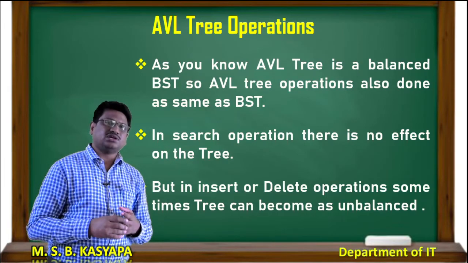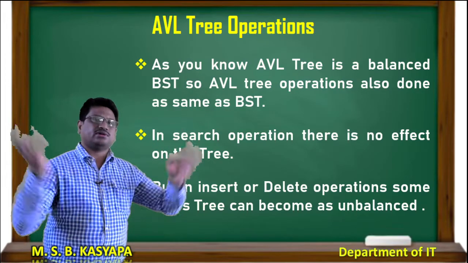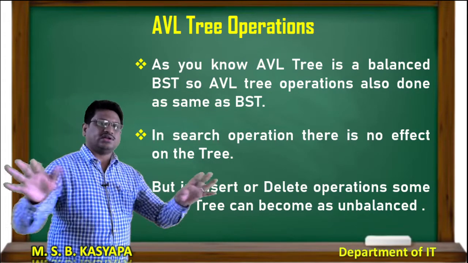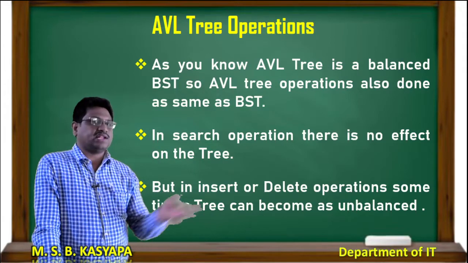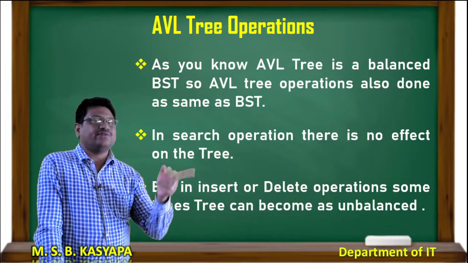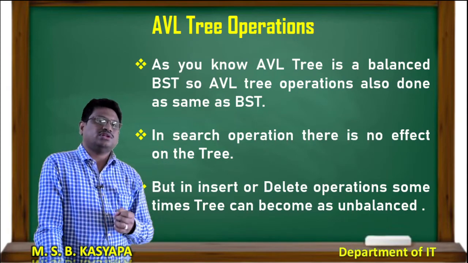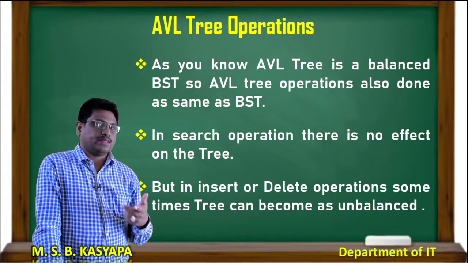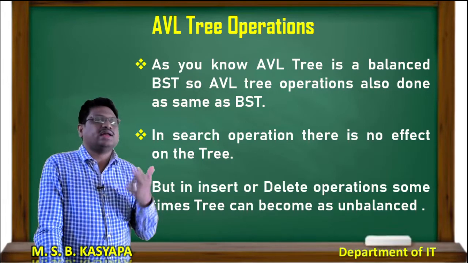If it is a BST, I don't need to calculate the balance factors. So I can directly insert, do the process and end the process. But if it is an AVL tree, I have to consider the balance factor. So if it comes to searching, I am not modifying anything, so there is no need for any other operations. But if it comes to insertion and deletion, I may create an imbalanced tree.